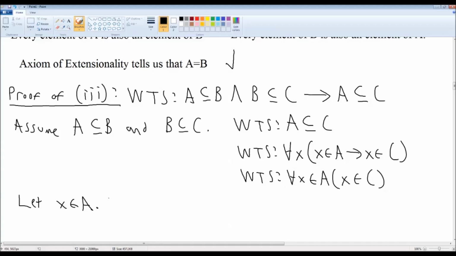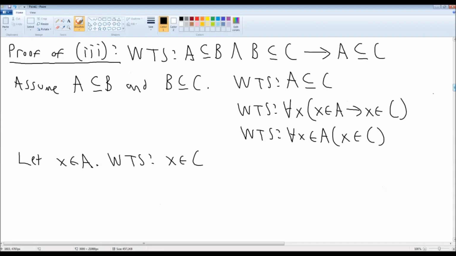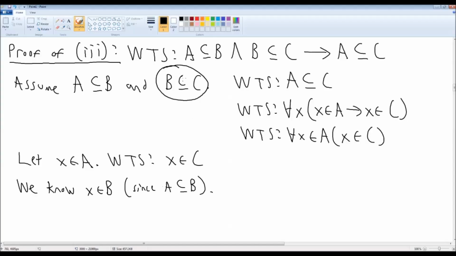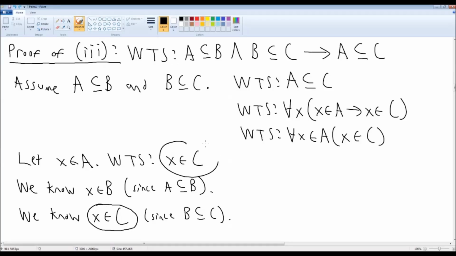So let x be an element of A. We want to show that x is an element of C. How can we do it? Well, since A is a subset of B, that means any element of A also has to be in B. Therefore, we know x has to be an element of B. Likewise, since B is a subset of C, x has to be an element of C. And that's what we were trying to prove.